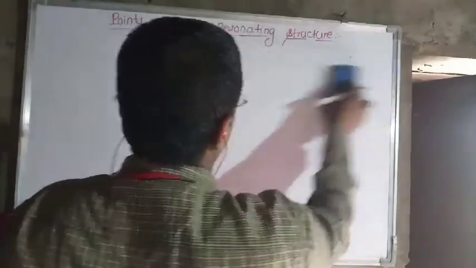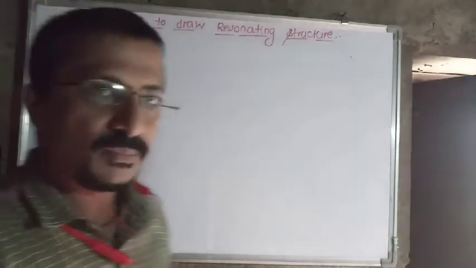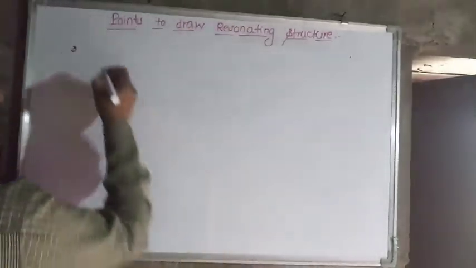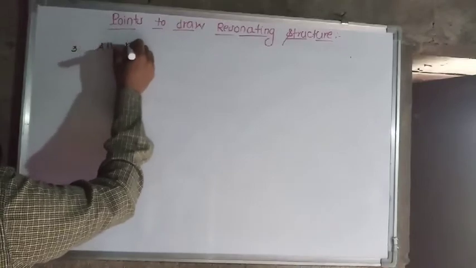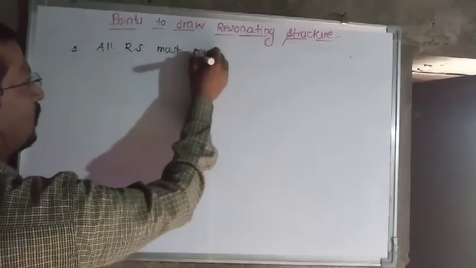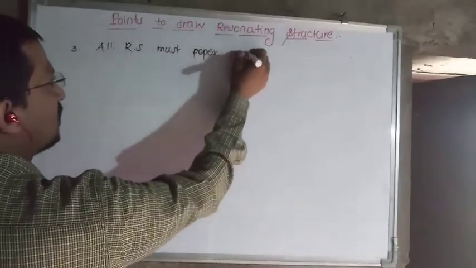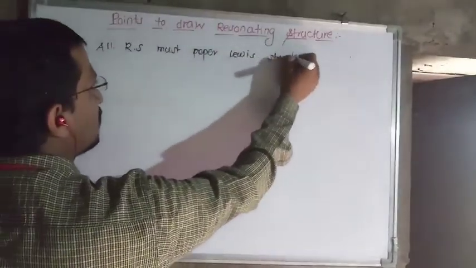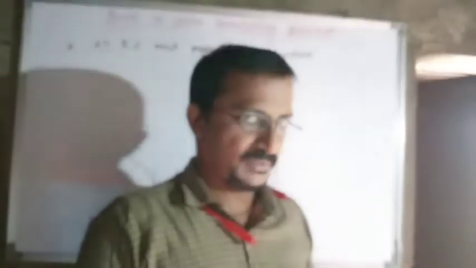Then the third point is that resonating structures must follow a proper Lewis structure. All resonating structures must be of proper Lewis structure. प्रॉपर लेविस स्ट्रक्चर असायला पाहिजे. आणि प्रॉपर लेविस स्ट्रक्चर म्हणजे काय सांगतो की सगळ्या ॲटम्सचे, त्या मॉलिक्युलमध्ये असणाऱ्या सगळ्या ॲटम्सचे ऑक्टेट सॅटिस्फाय झालं पाहिजे. म्हणजे कुठलाही ऑक्टेट इनकम्प्लीट किंवा एक्सपांड होता कामा नये, isn't it?